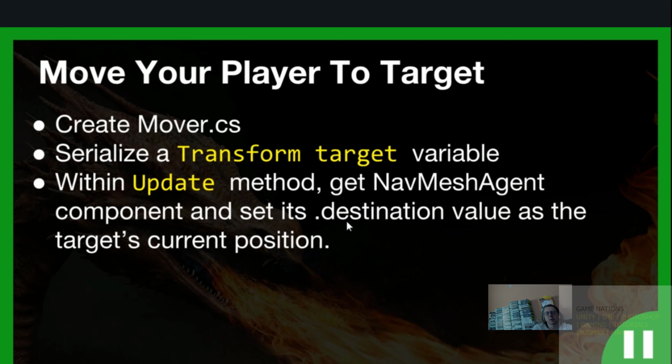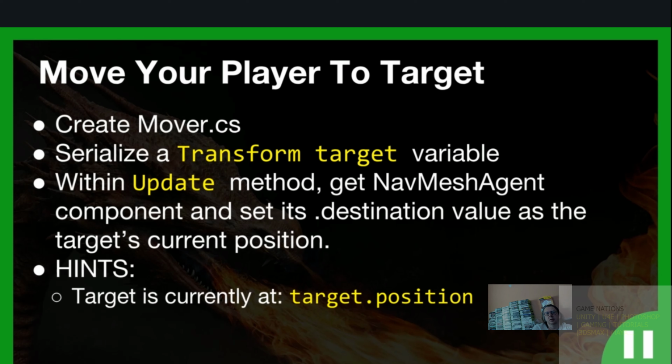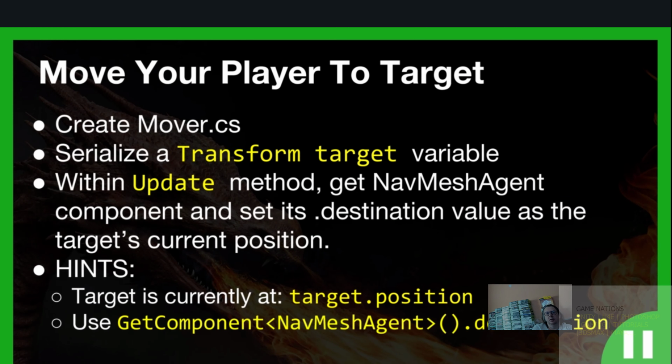But if you look at that and you say, I've got no idea, not a problem. Here are the hints. So if that's enough, jump in, take on that challenge. If you want the hints, here they are. The hints are, the target is currently at target.position, and we use getComponent nav mesh agent.destination. So basically you're assigning the value of target position to the nav mesh agent's destination. And just as one last clue, you may need to add the unity.ai namespace.